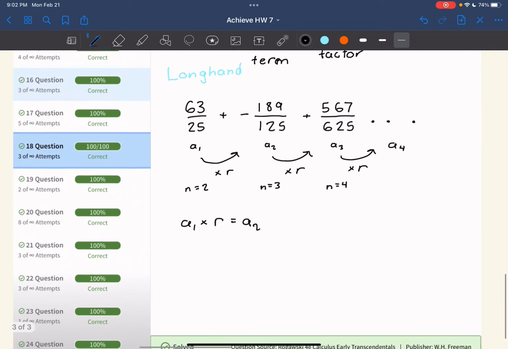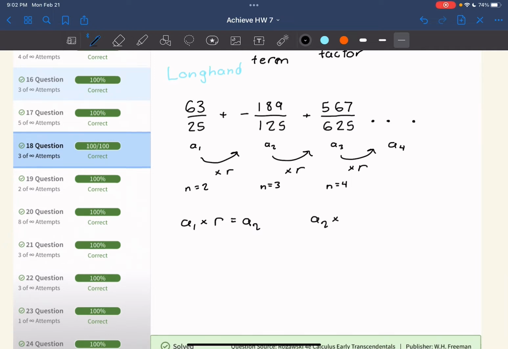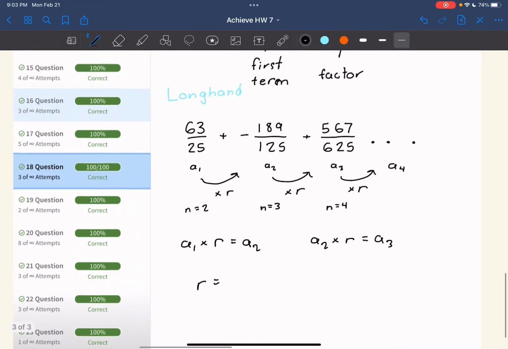Likewise, if you look at a2 times some number r, some factor, is going to get you to a3. Now, in order to solve for r, of course you just do r is equal to a2 over a1. And so r is equal to a3 over a2. So we need to figure out what r is equal to. And how do we do that? We take this number, which is a2, so we'll write it here, a2 divided by a1.